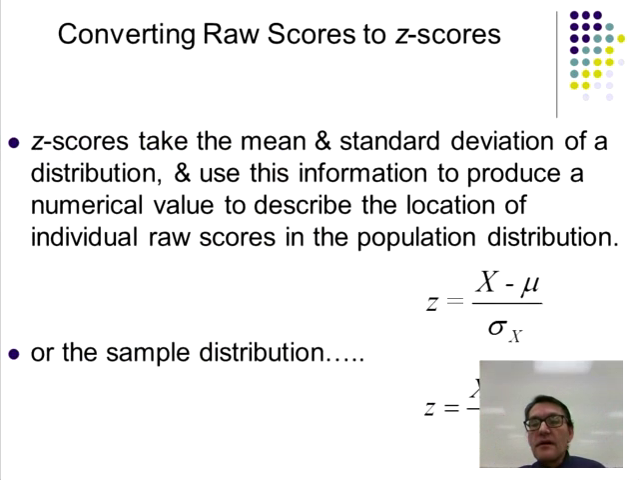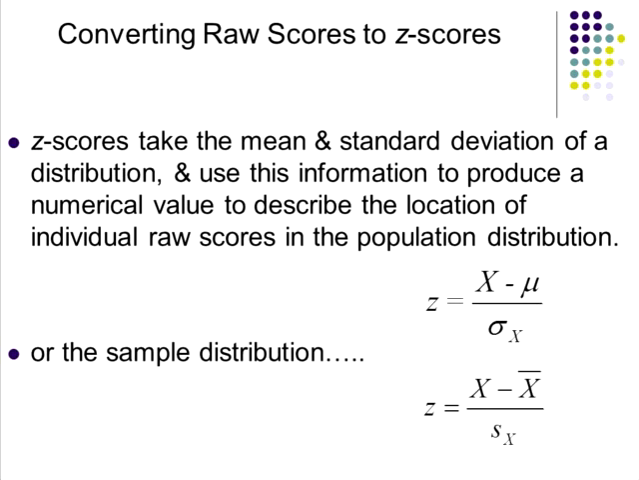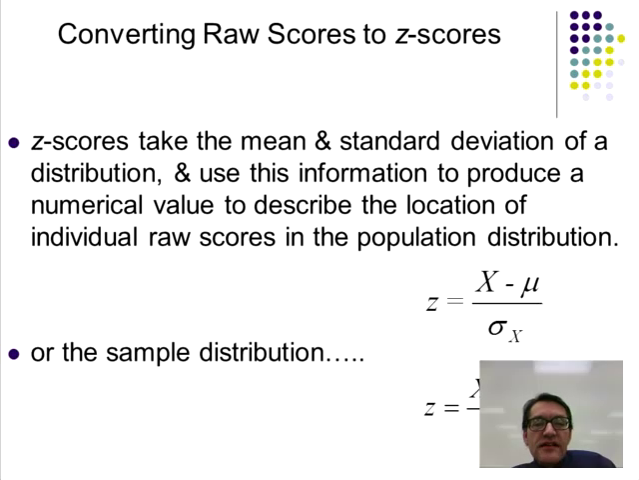By the way, when it comes to these z-scores, it doesn't matter if you're using scores from a sample or from a population. In the top equation, you've got the population mu and the population sigma, or mean and standard deviation. And in the bottom, you've got the sample mean and the sample standard deviation. So it's absolutely irrelevant if we're talking samples or populations. It's just the exact same equation.